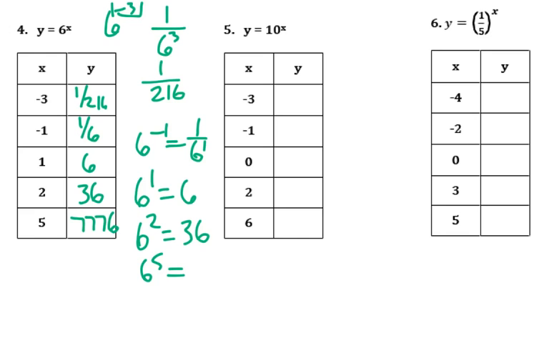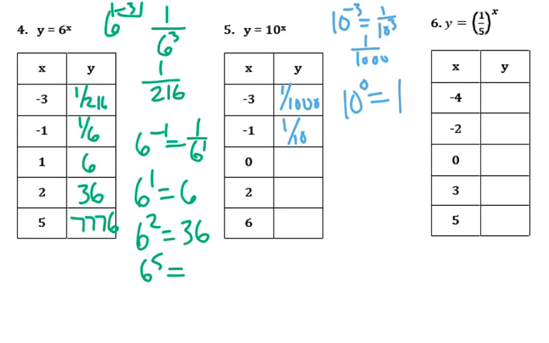Okay, if we look at number 5, 10 to the negative 3 would really be 1 over 10 cubed, which is 1,000. So it would be 1 over 1,000. To the negative 1 would be 1 over 10. To the 0, anything to the 0 power is actually 1. If you don't believe me, type it in a calculator and put anything to the 0. So to 1, 10 squared is 100, 10 times 10.